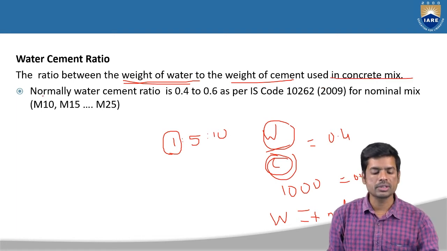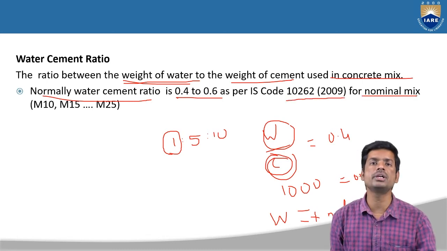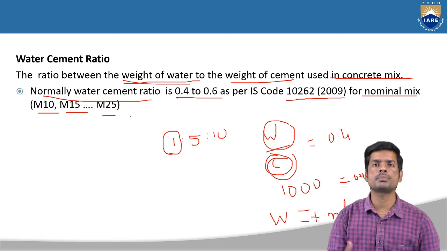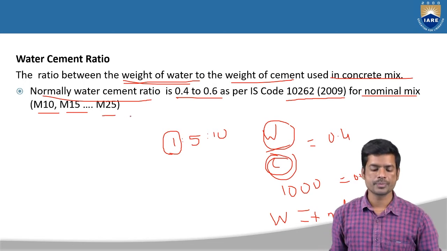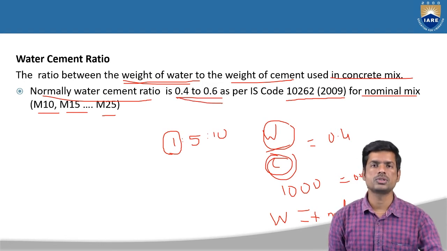Normally, what water cement ratio are we going to take? It is around 0.4 to 0.6, as per the Indian Standard Code book IS 10262:2009 for nominal mix of the concrete. Nominal mix is nothing but, earlier we have discussed different grades, right? That is M10, M15, M25. So for this type of concrete, we are going to use this particular water cement ratio, that is 0.4 to 0.6.